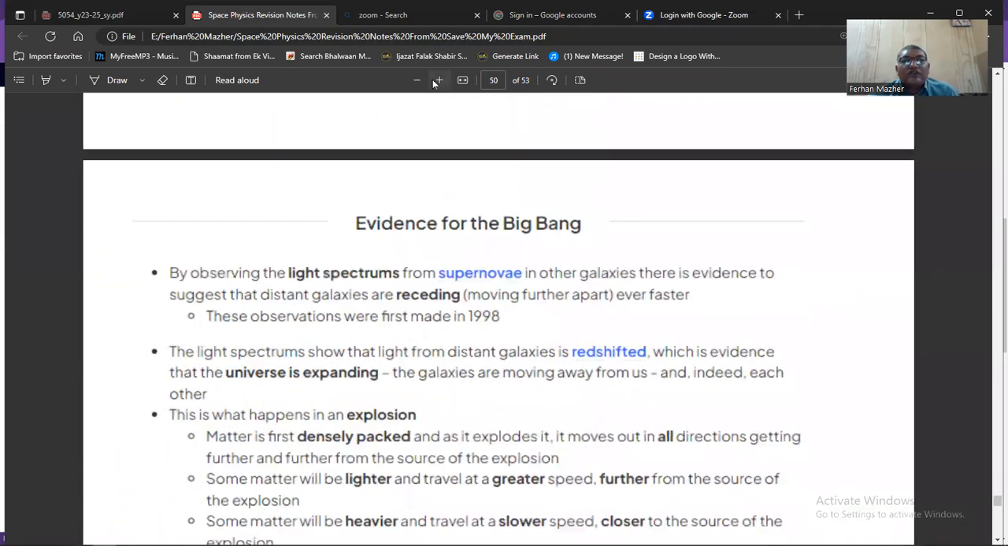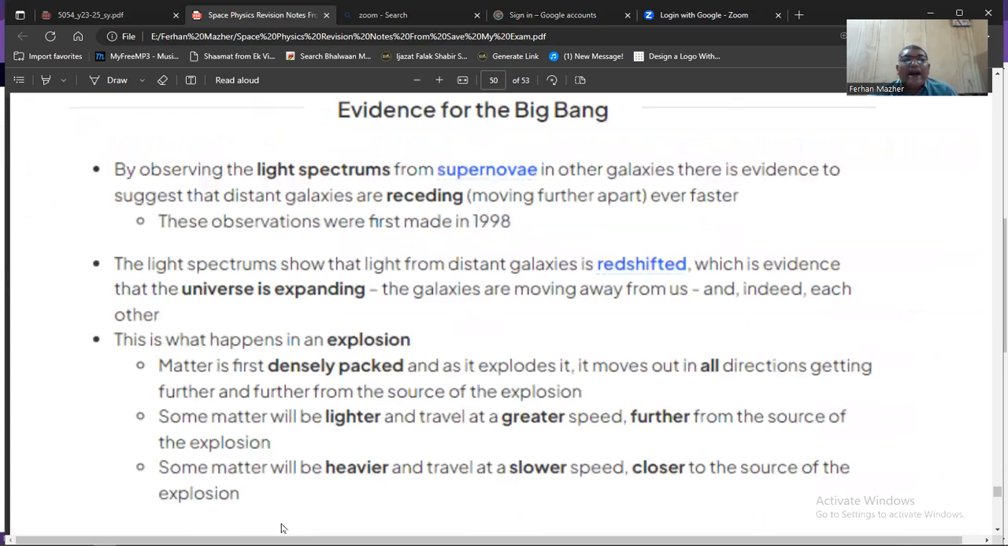So, evidence for the Big Bang. By observing the light spectrum from supernovae in other galaxies, there is evidence to suggest that distant galaxies are receding, which means moving further apart, even faster. These observations were first made in 1998. The light spectrums show that light from distant galaxies is redshifted, which is evidence that the universe is expanding, the galaxies are moving away from us, and indeed each other.